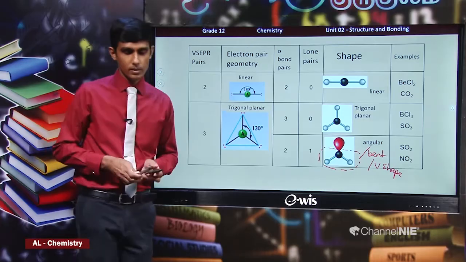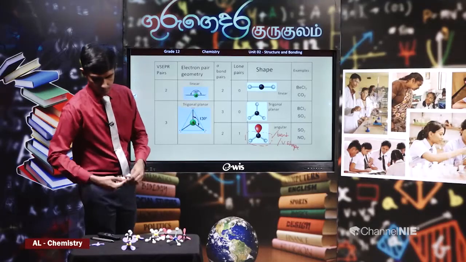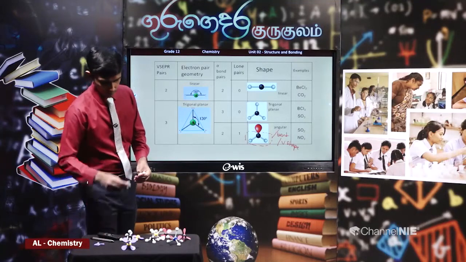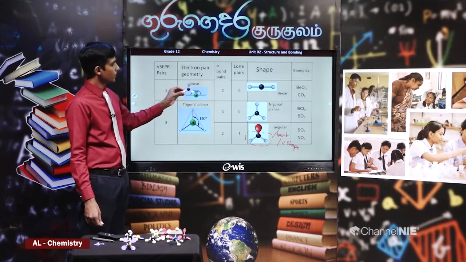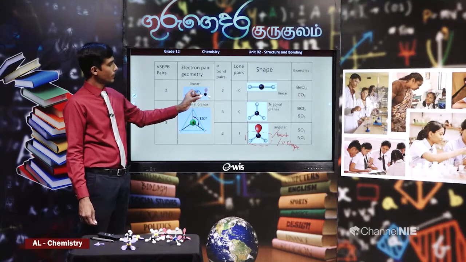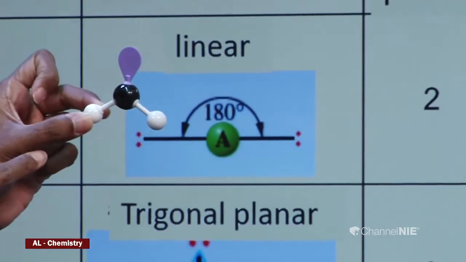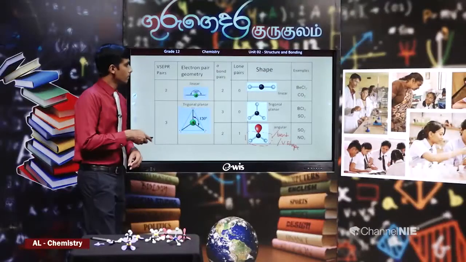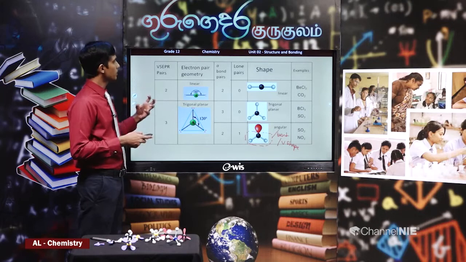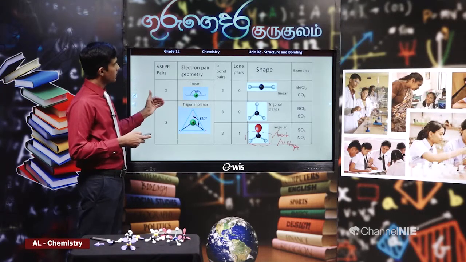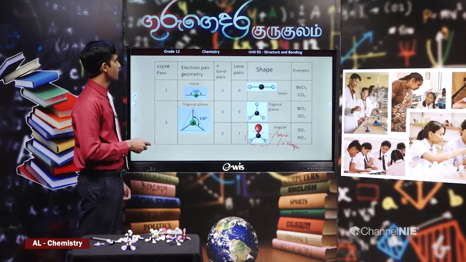Now, in the trigonal planar electron pair geometry, if you have one lone pair, the situation is like this. One is a lone pair, that is the angular shape. For the first one, I have given examples CO2 and BeCl2. Now, based on the VSEPR pairs, lone pairs, and sigma bond pairs, we can easily deduce the shape.